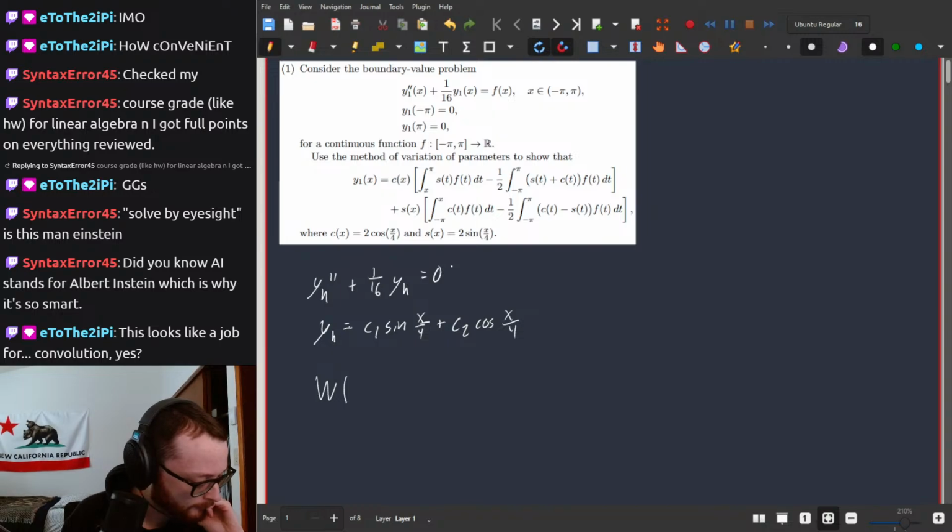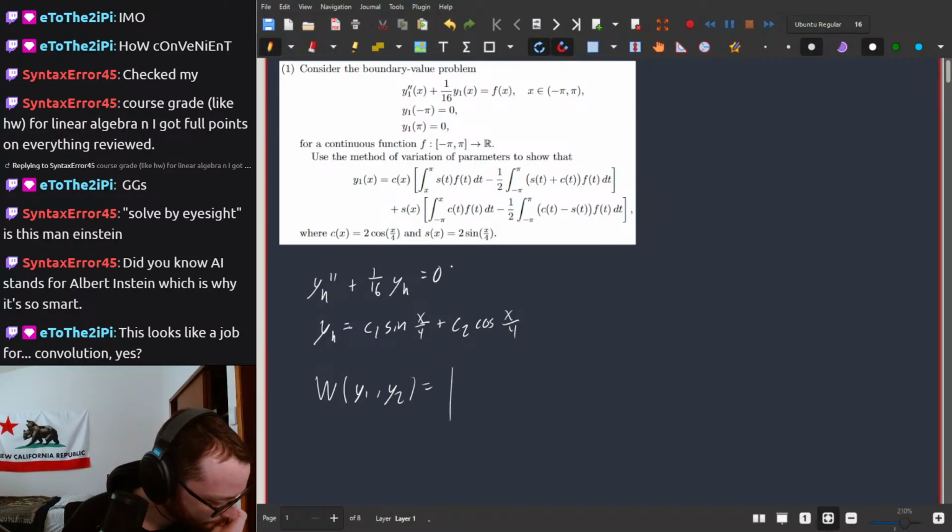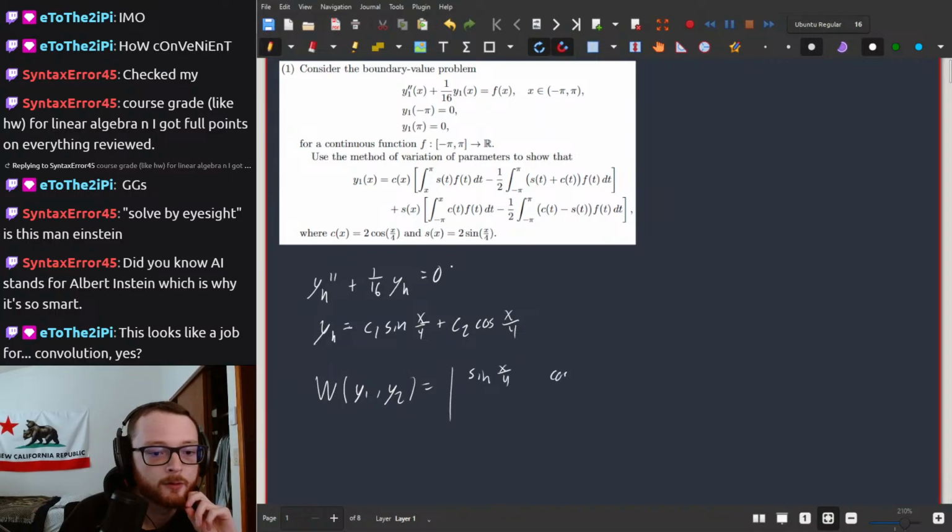So let's get a Wronskian here. Sine x over 4, cosine x over 4. Take the derivative of each of these. 1/4 cosine x over 4, minus 1/4 sine x over 4.